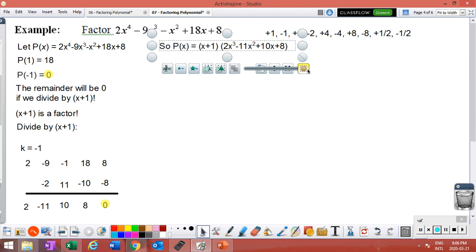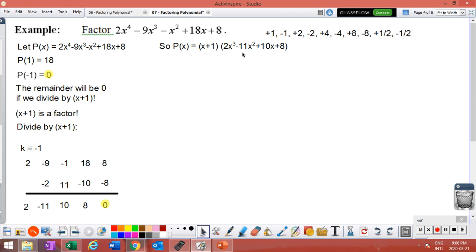So, our original p of x, which was 2x to the power 4 minus 9x cubed, that whole thing, we've now found out that it has a factor of x plus 1, but it has another factor now, which I get from my synthetic division down here: 2x cubed minus 11x squared plus 10x plus 8. I've written all those coefficients up there. So things are a lot better. It was a lot of work, but I've pulled 1 degree off of this thing. Instead of it being a degree 4, now I've got a degree 3.